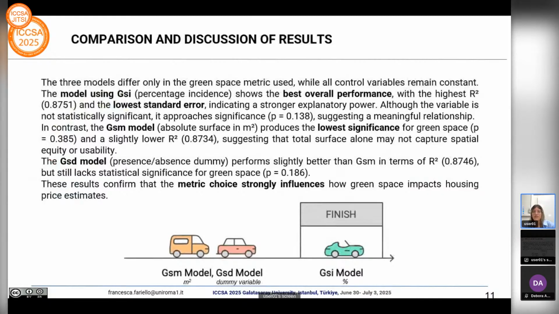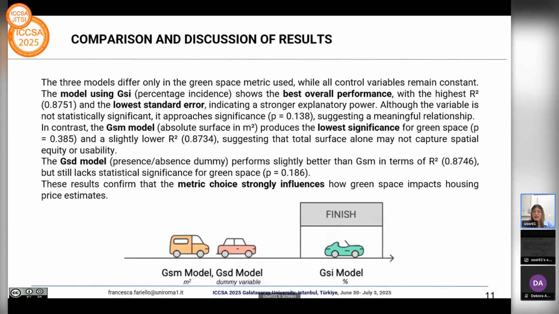So we have seen the results of the three models. We can compare them directly. As the slides show, all three models have a good level of statistical reliability, with R-squared always above 0.87. But what really changes in the behavior of the green variable depending on how it is represented? Let us look at the comparison. The model we presented, that is the percentage of the green on the area surface, is the one with the best overall performance.